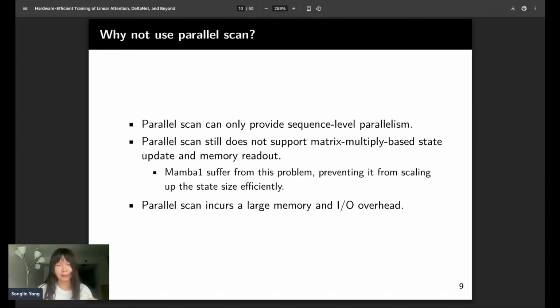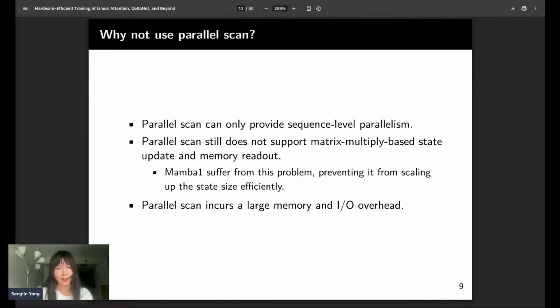However, if you just use the parallel scan algorithm to train linear attention, you still do not have the operations that allow you to do fast matrix multiplication on GPUs. This is due to the limitation of the recurrent form. It just does not have a matrix multiply based update mechanism. This could be problematic when scaling up the recurrent state size. For this reason, the parallel scan cannot scale its state size in a hardware efficient manner because it cannot leverage the tensor cores.